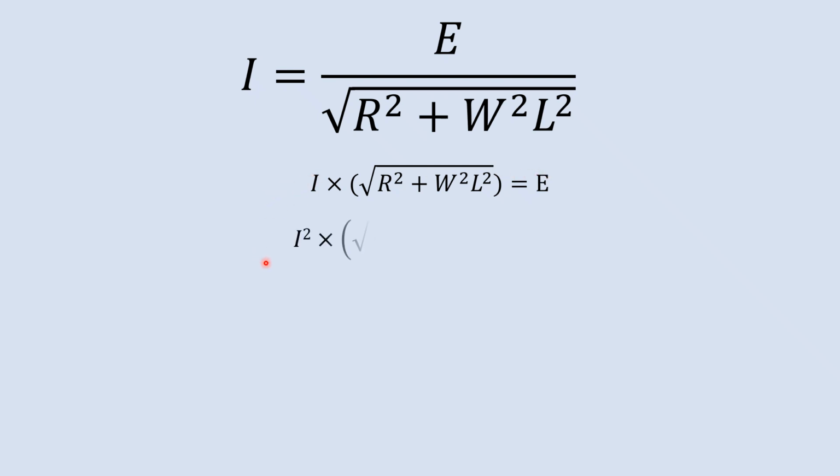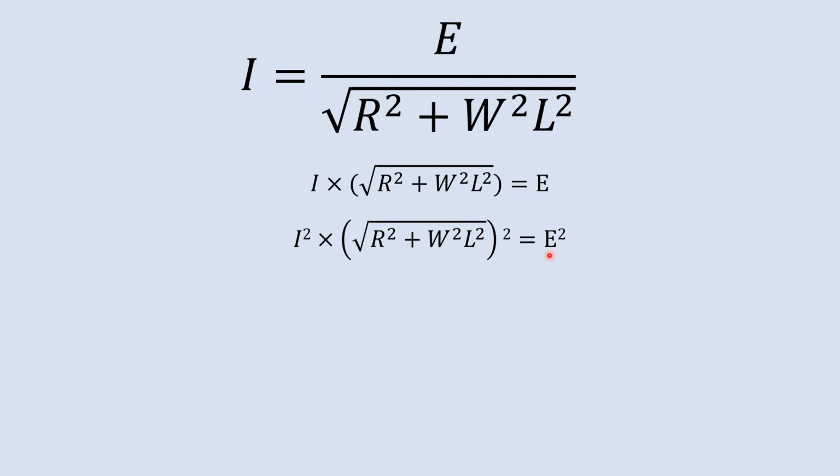So our expression changes to I squared multiplied by R squared plus W squared L squared, with the square root squared. This squared cancels the square root because it is to the power half, and half times 2 gives 1. So we have cancelled the square root by squaring. What we do to the left hand side, we also do to the right hand side. So that is why we have E squared here.